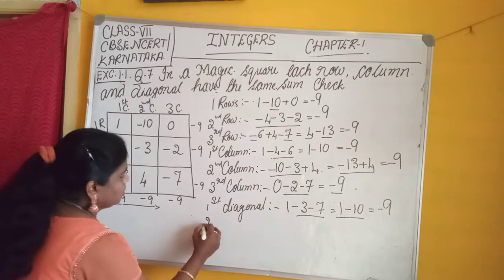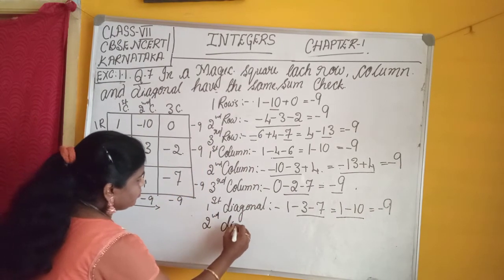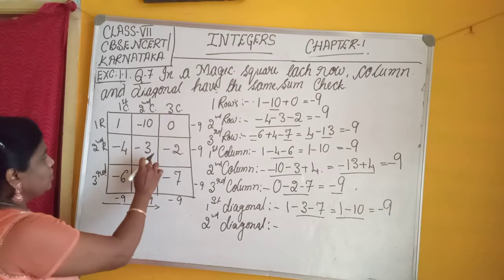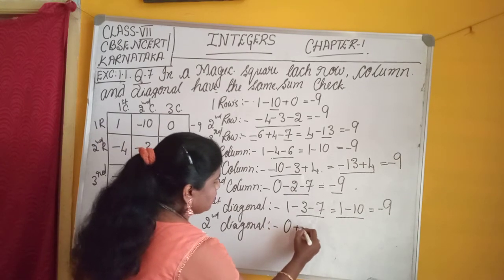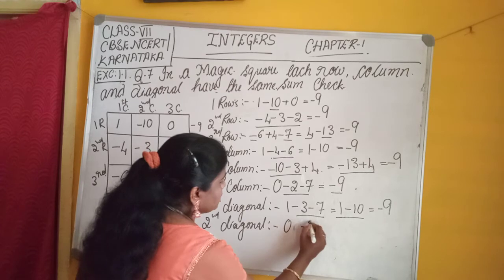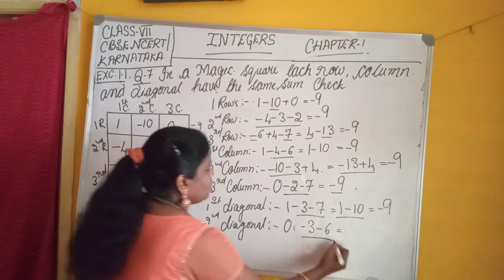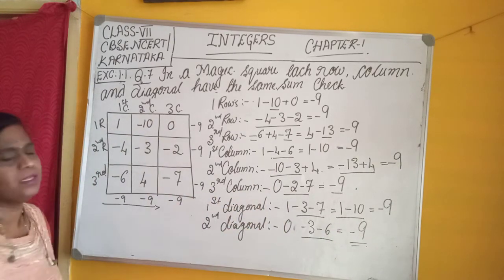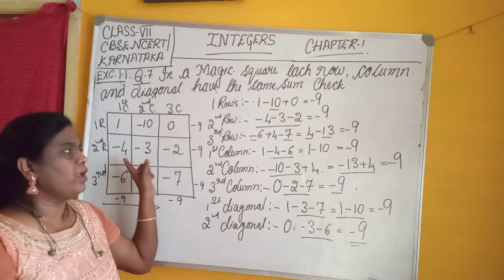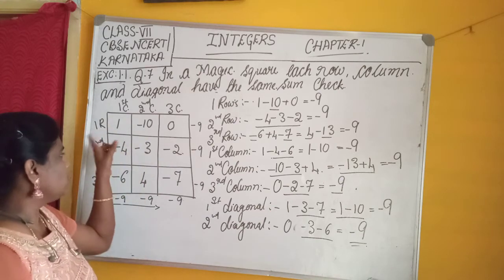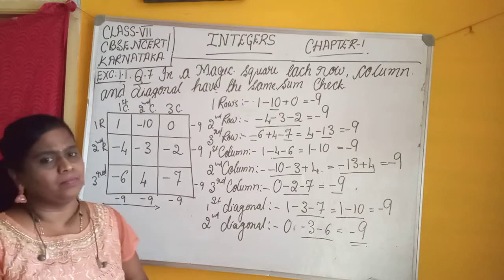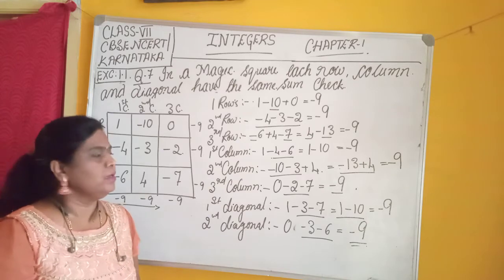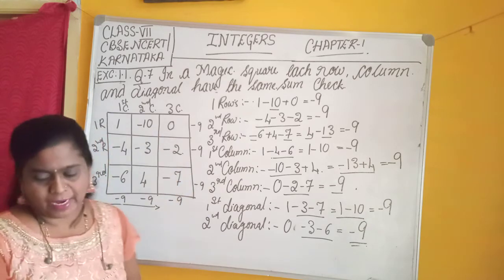And the second diagonal, 0, minus 3, minus 6. These two are like terms, so we add them and write the sign. Here these two diagonals are also minus 9. In any way, the sum of all the rows and all the columns is minus 9, and the sum of the numbers in the diagonals is minus 9. Therefore, this is a magic square.